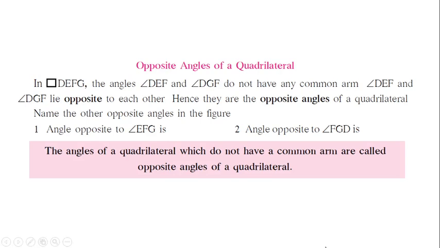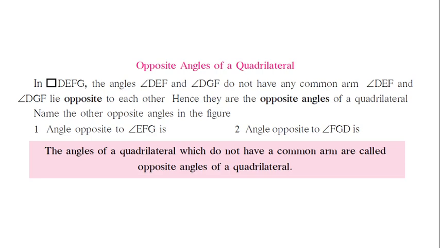Let's now first study about opposite angles of a quadrilateral. In the quadrilateral DEFG, the angles DEF and DGF do not have any common arm. Angle DEF and angle DGF lie opposite to each other, hence they are the opposite angles of a quadrilateral. The angles of a quadrilateral which do not have a common arm are called opposite angles of a quadrilateral.